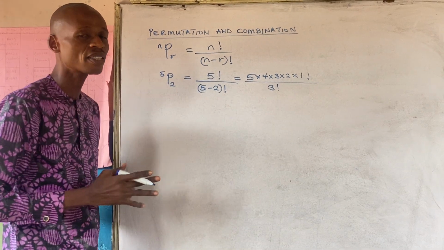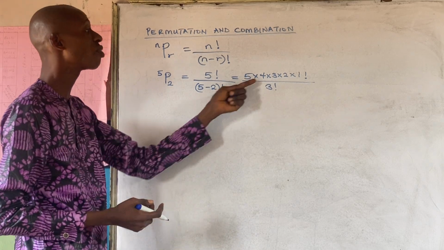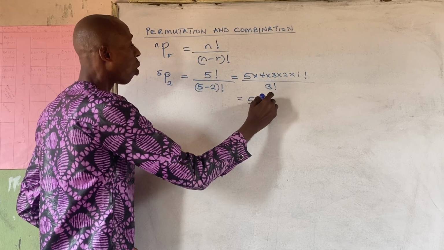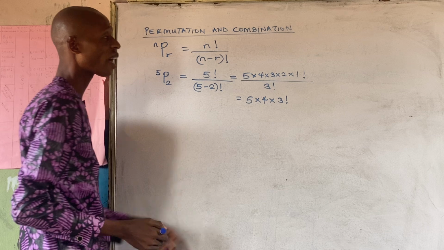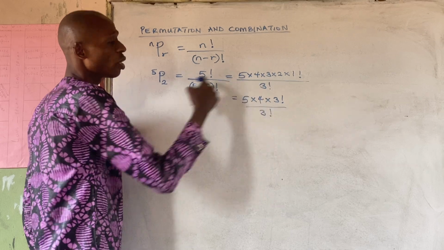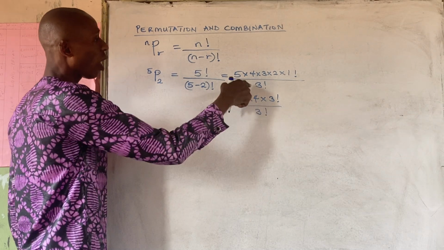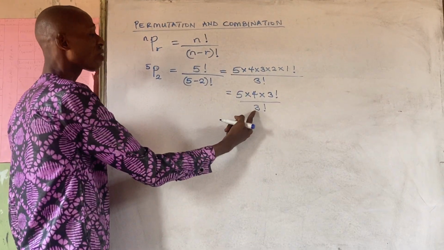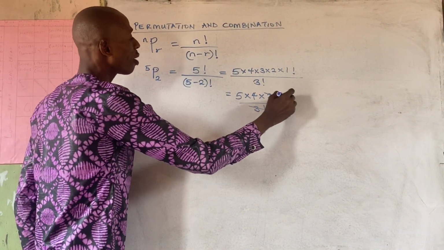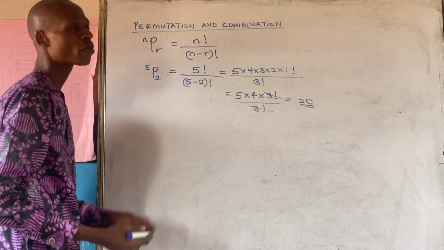Ideally, in solving things like this, by the time you are used to practicing, you don't even really need to get down to 1. Alright? In other words, I can say 5 times 4 times 3 factorial. I will stop at 3 factorial because at the denominator, I've been able to spot another 3 factorial. If I want to continue 3 factorial, I will just say times 2 times 1, alright? But now I want to stop at 3 factorial because I have 3 factorial at the denominator and I can always cancel them out. So, leaving me with 5 times 4, which is 20. This is how to solve permutation.